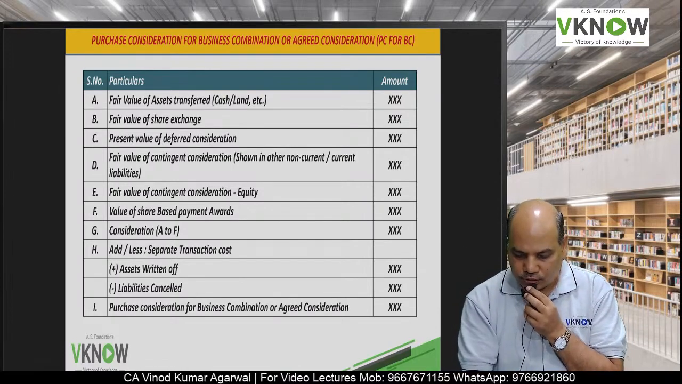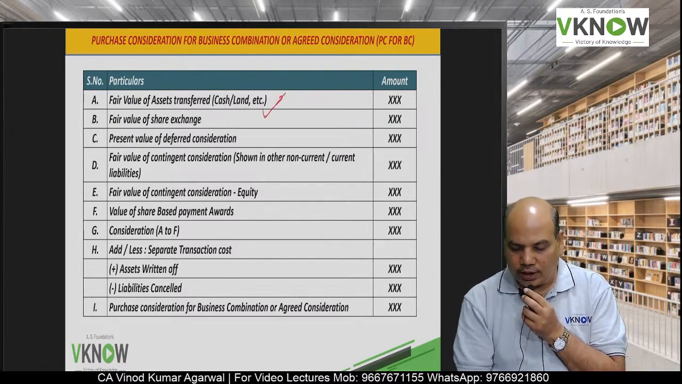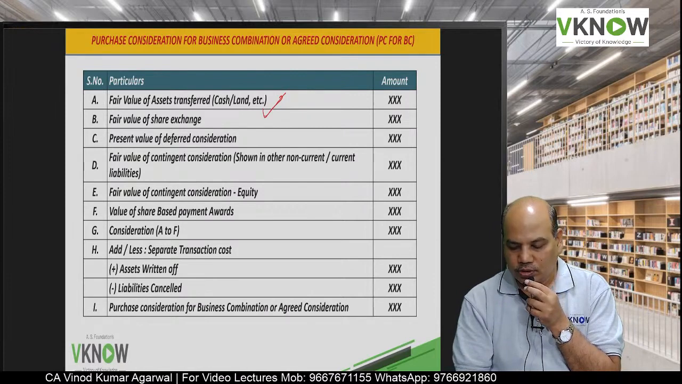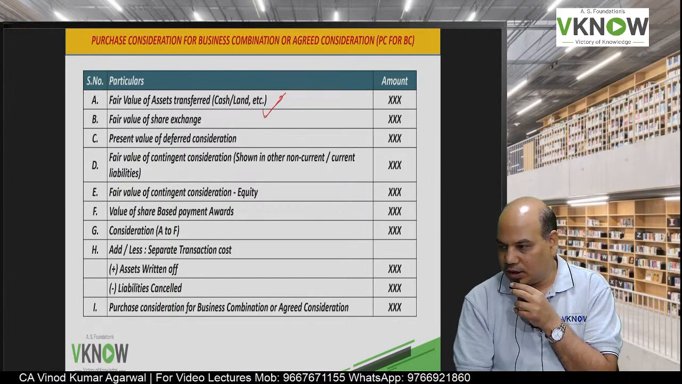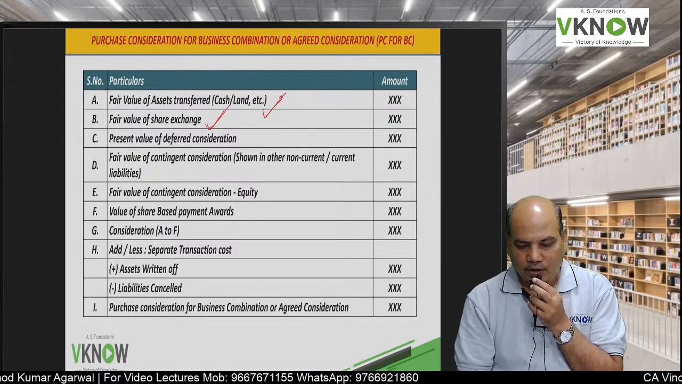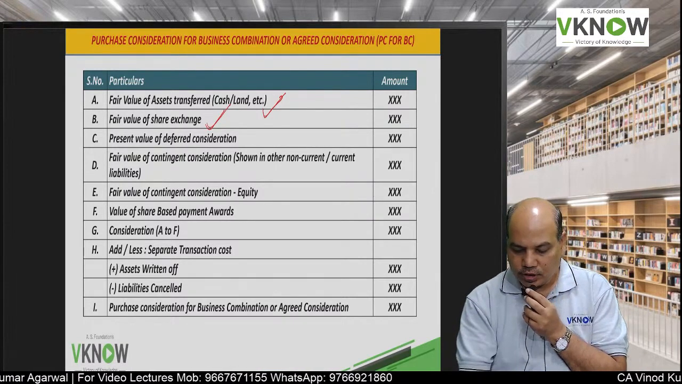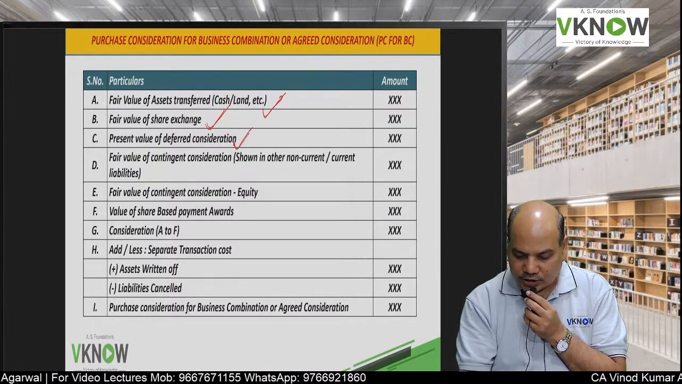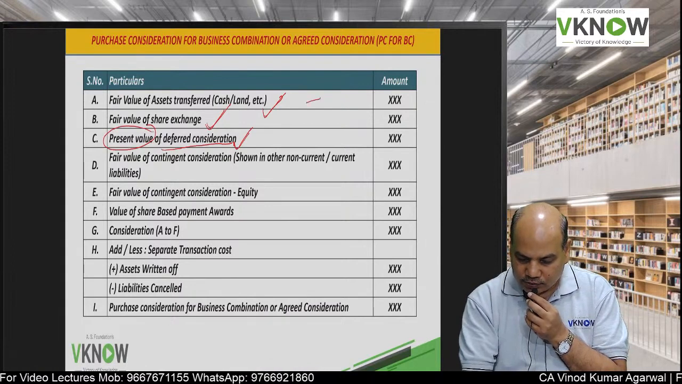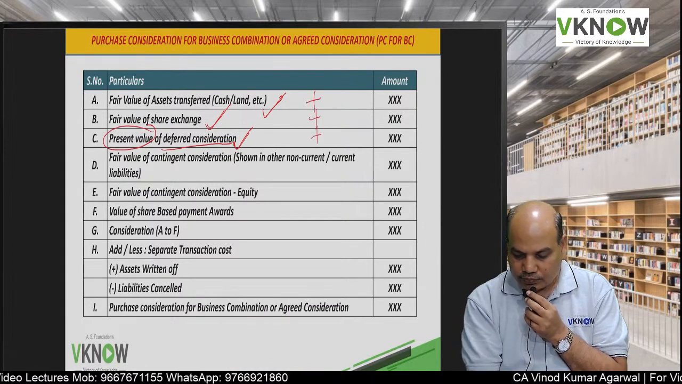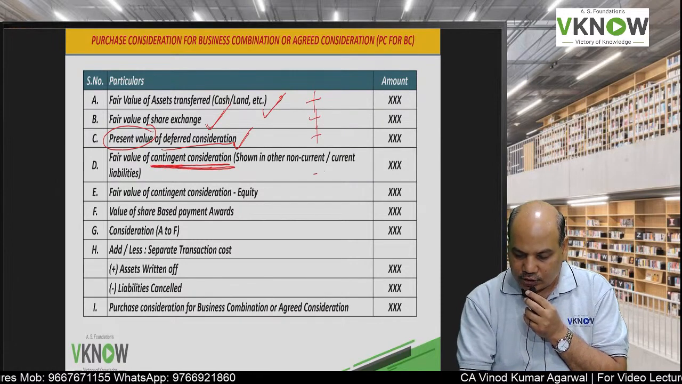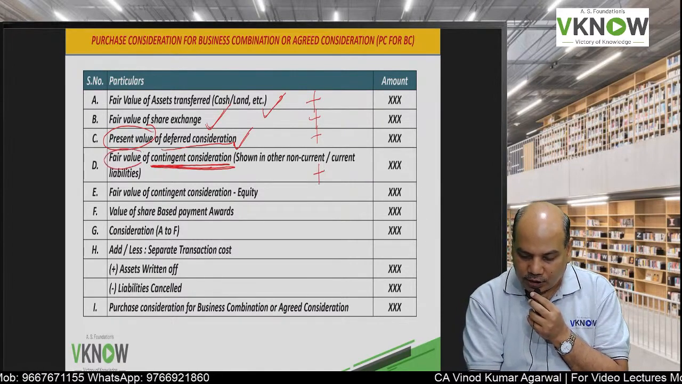So first, you will add the fair value of any asset transferred. It can be cash, it can be any other asset like land. If any share is issued, we'll take the fair value of the share issued. If there is any deferred consideration, we will take the present value of deferred consideration. So this you will add. If there is any contingent consideration, that also will be taken at fair value.